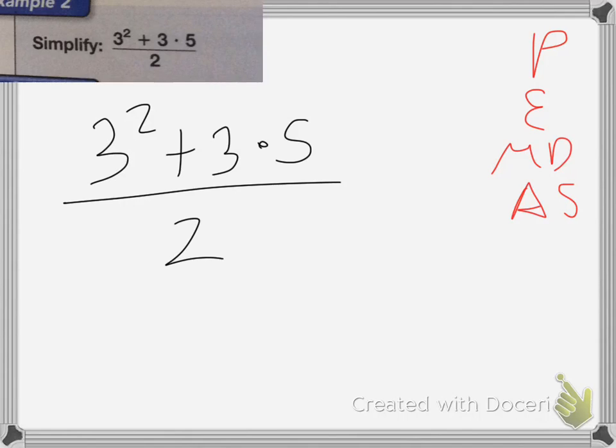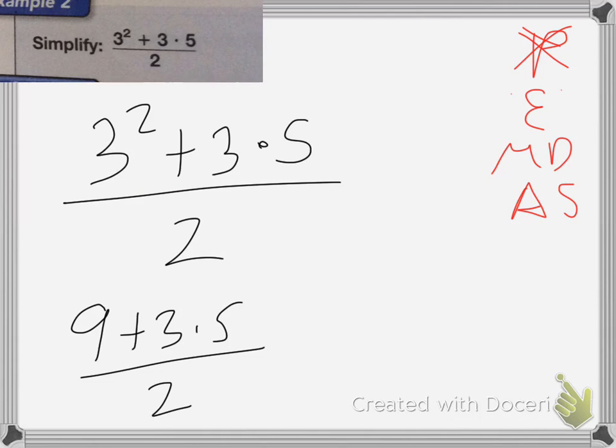Okay, I'm going to do parentheses, which is going to be the top here. And within the top, I'm going to do exponents first. So my exponent is 3 squared. So I end up with 9 plus 3 times 5 divided by 2. So that takes care of my exponent.